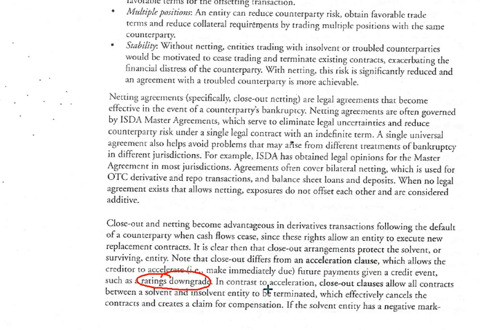Okay, in contrast to acceleration, closeout clauses allow all contracts between a solvent and insolvent entity to be terminated, which cancels the contract and creates a claim for compensation. So what they are saying is, in contrast to acceleration, closeout allows all the contracts to be terminated, and it cancels out all the contracts and creates a claim.